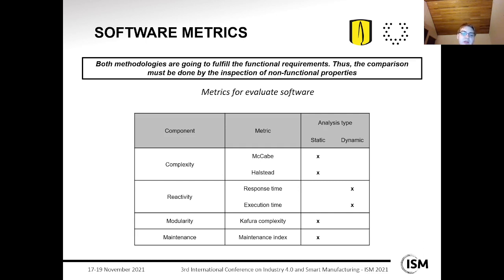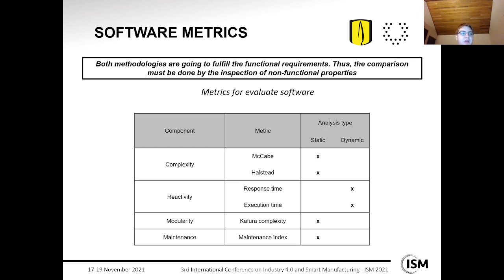The modularity is going to be evaluated through Kafura static analysis. This is going to be analysis of data exchange between POUs and the fragmentation and the modularity. The 4th component is the maintenance, that is going to be evaluated through the maintainability index. This is a static analysis, and is going to tell how maintainable a code is.